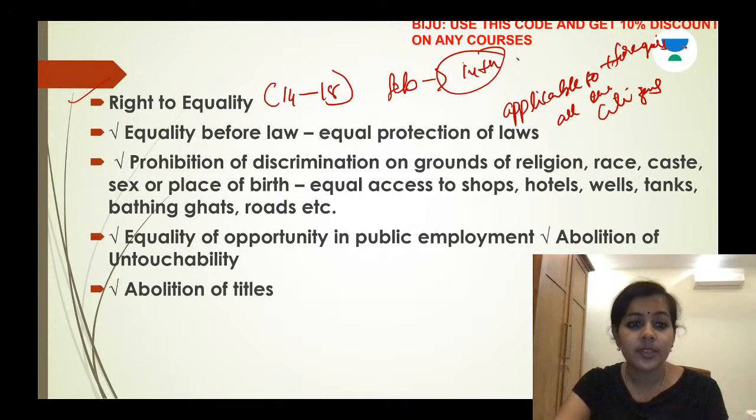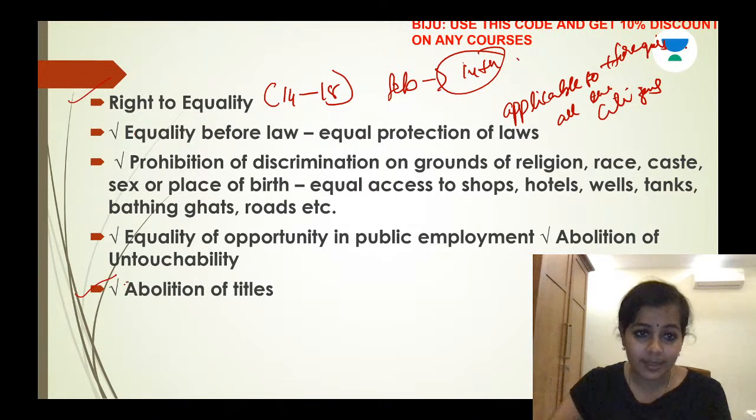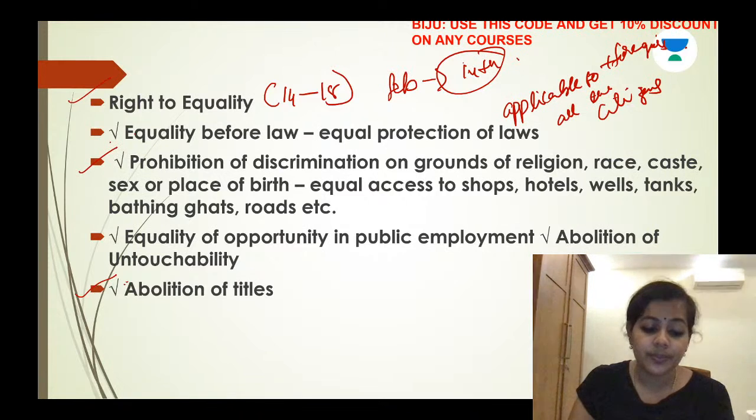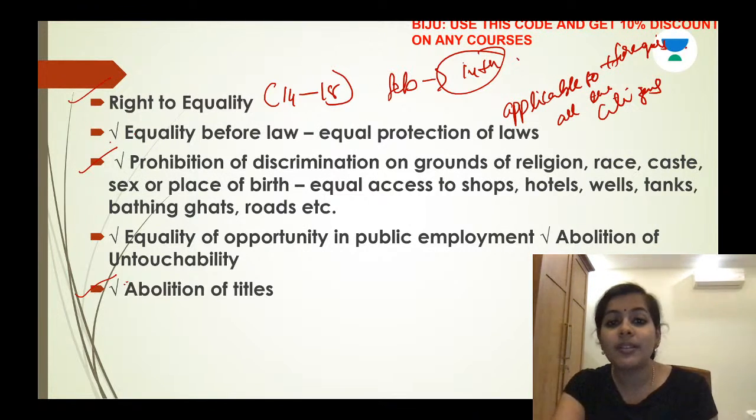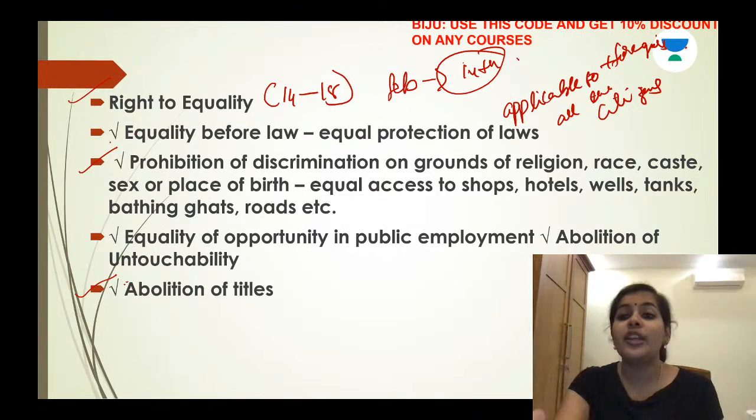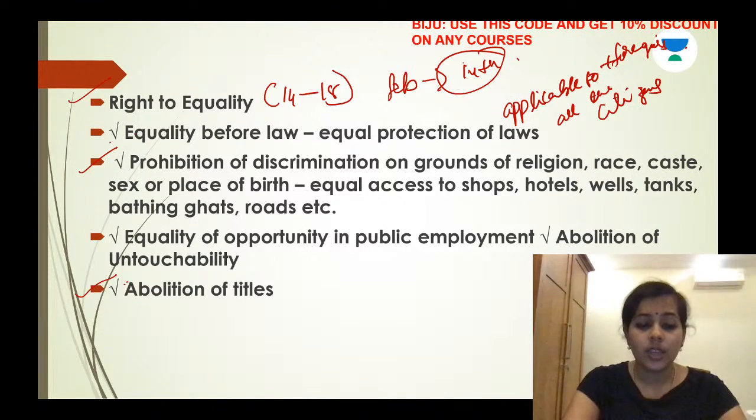Then the other thing is abolition of titles. Prohibition on discrimination on the ground. You cannot discriminate a person in the name of religion, race, caste or creed. Everybody is equal in the law.